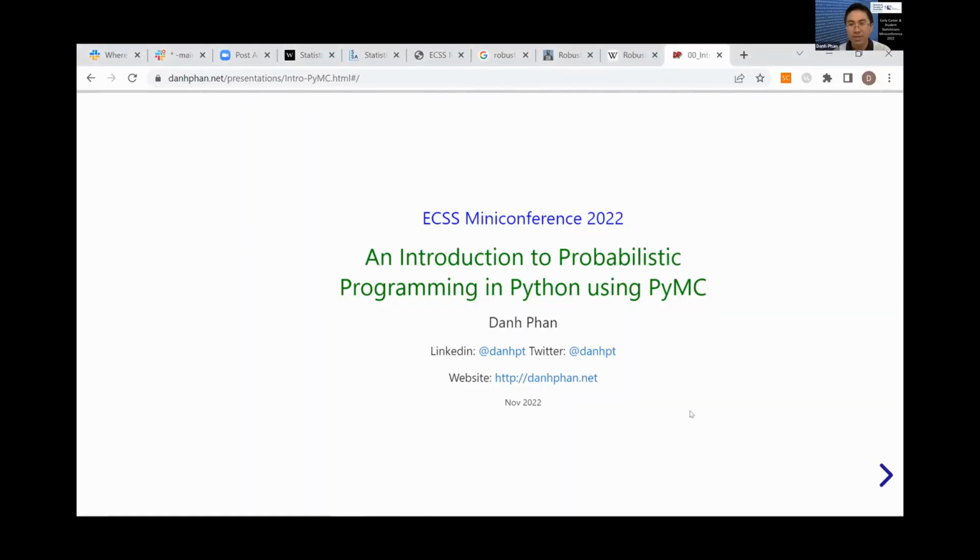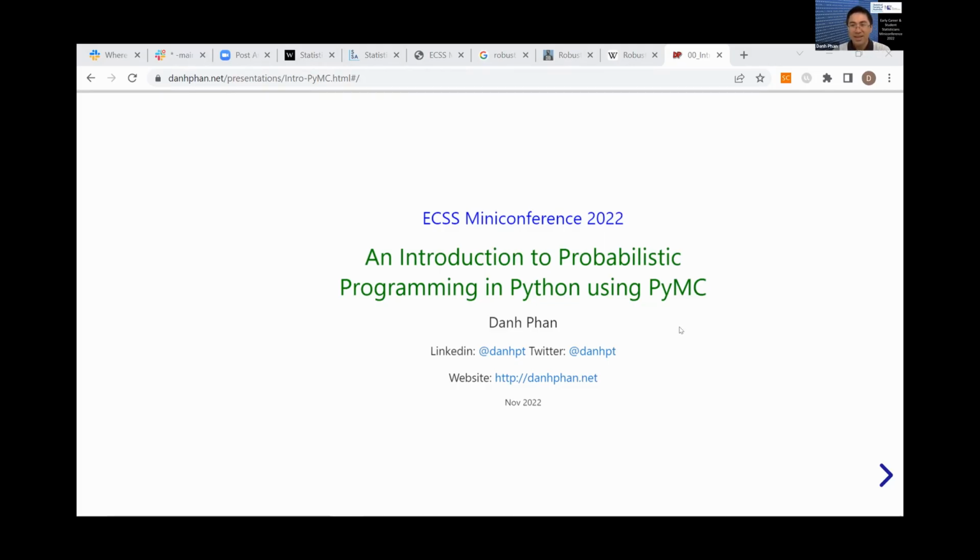Can you see my screen? All right. Hi, everyone. My name is Dan, and I'm a PhD candidate at Monash University. I'm also working as a data scientist at Junction Control. So I use PyMC in both my academic research work and my work in the company. Today I will give an introduction to probabilistic programming in Python using PyMC.